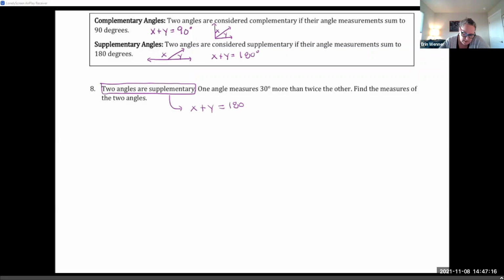The second sentence says one angle measures 30 degrees more than twice the other. So when I read this, I read one angle measures 30 degrees more than twice the other. So more than means added to, twice the other is 2 times that amount. So what that means is we have a system that says X plus Y equals 180 and Y equals 30 plus 2X.